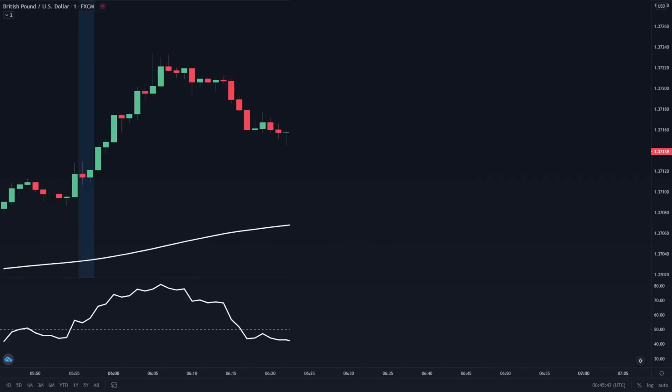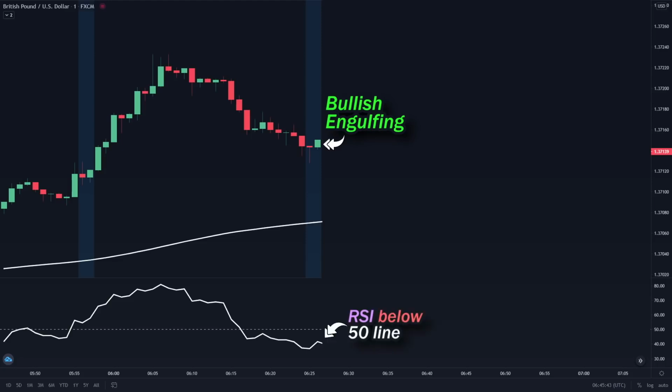In this chart, we can see that the price is above the 200 EMA, meaning that the price is in an uptrend. And so, we only take signals from the bullish engulfing patterns. Next, we can actually see a bullish engulfing pattern forms. However, we can see that the RSI is still below the midline, so you want to ignore this signal.